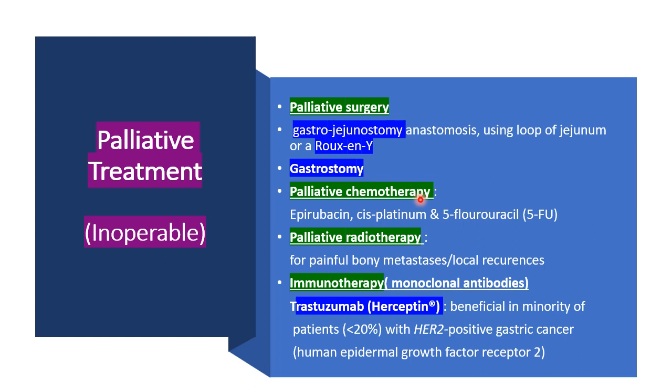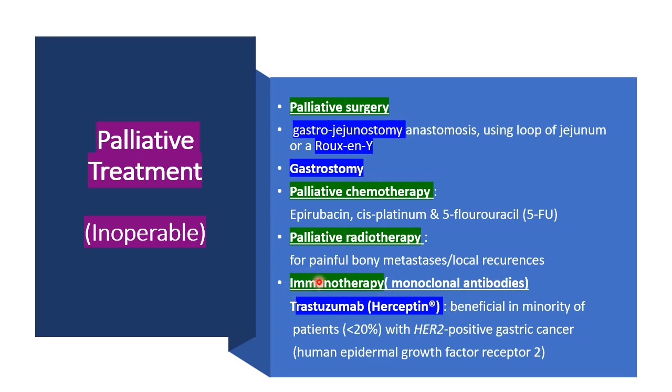Palliative chemotherapy: the drugs that are used are epirubicin, cisplatinum, and 5-fluorouracil. Palliative radiotherapy, especially for painful bony or local metastasis which cannot be resected.